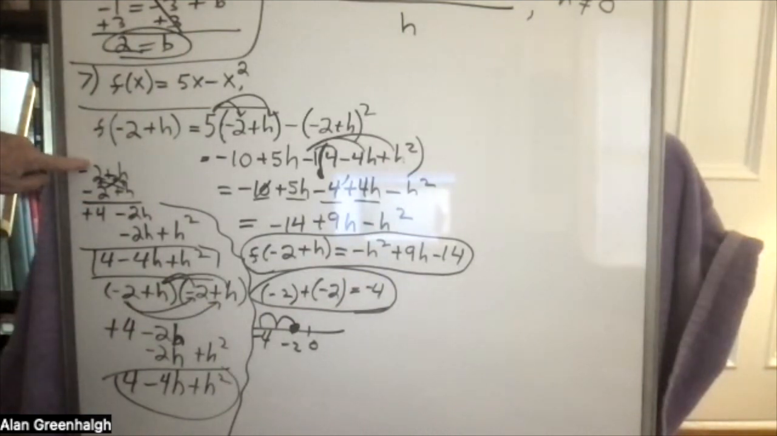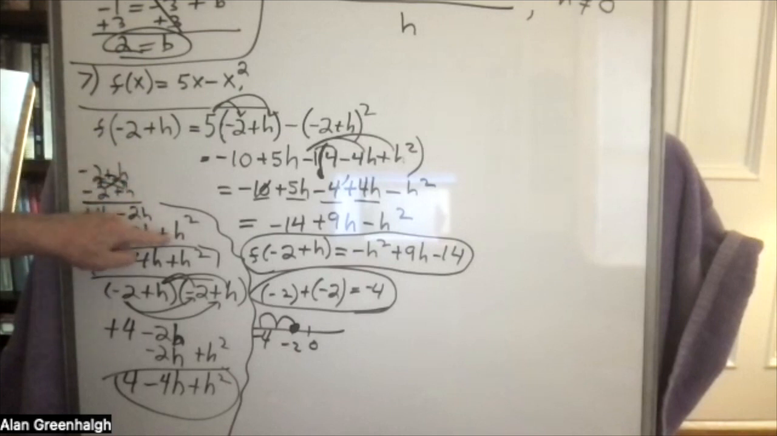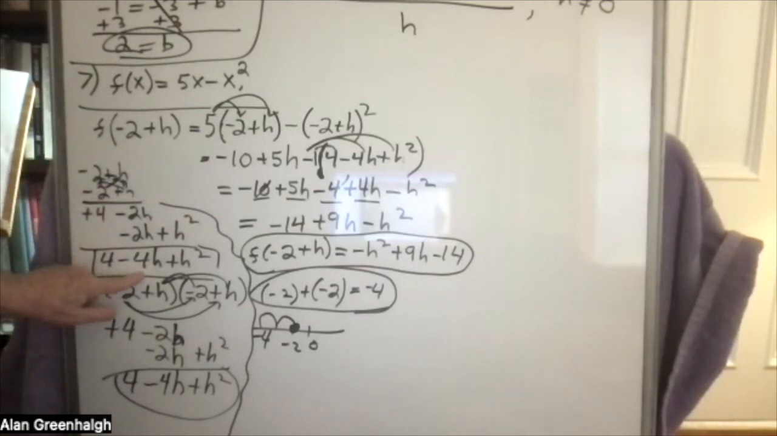-2 times -2 is +4. Yeah, I got that. -2 times h. So I went this way, then I went this way. -2 times h, -2h. Then I went this way. -2 times h, -2h again. And then h times h is h squared. So there's 2h, -2h, -2h is -4h, and then the original 4 from 2 times 2 is 4.